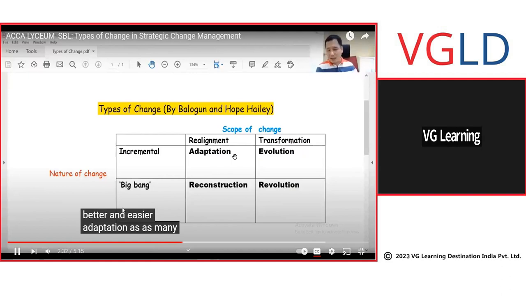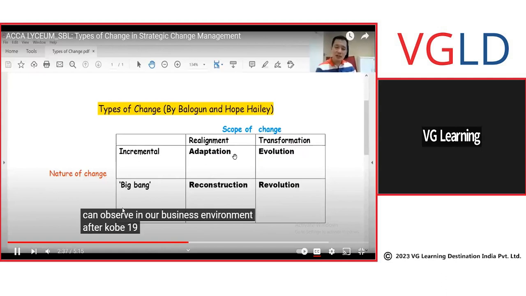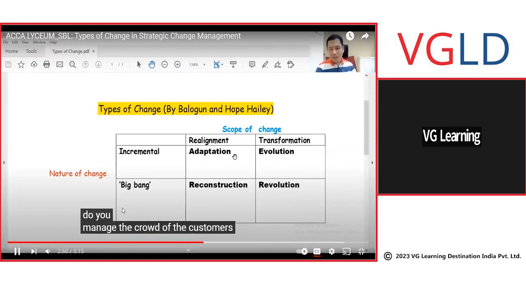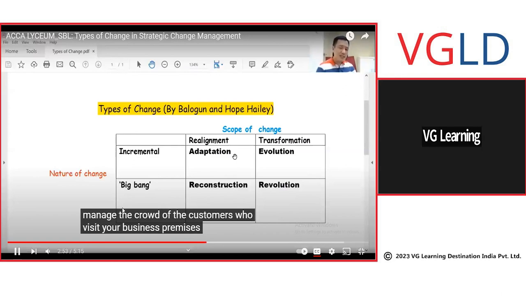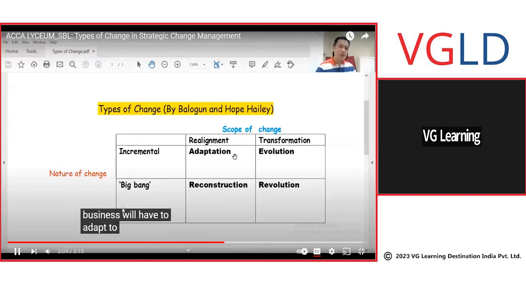Adaptation, as many of us can observe in our business environment after COVID-19 or during COVID-19, many businesses started to adapt to the new norms of running their business. So how do you manage the crowd of the customers who visit your business premises? How do you maintain the high standard of hygiene for those who come to your shops? Or how do you take down the temperature of the customers? All these are new norms that the business will have to adapt to.